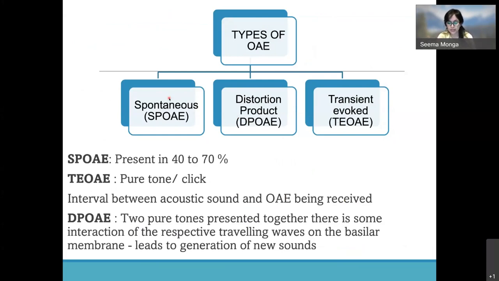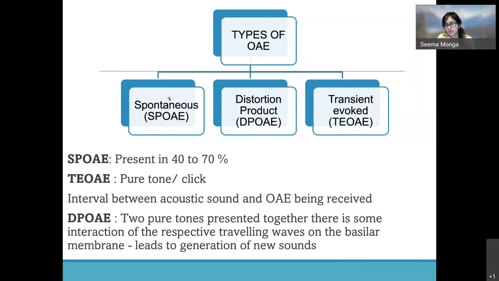The patient is sleeping or sitting. We did not give any stimulus. But spontaneously, our outer hair cells are normally producing certain OAEs. That is spontaneous OAE. We do not measure it for practical purposes. It has no significance because it is present in only 50% of cochleae. So spontaneous OAE has no significance here, it is just for theory.